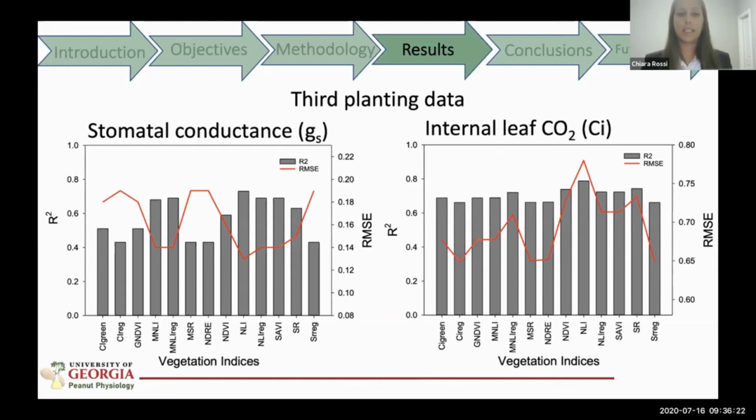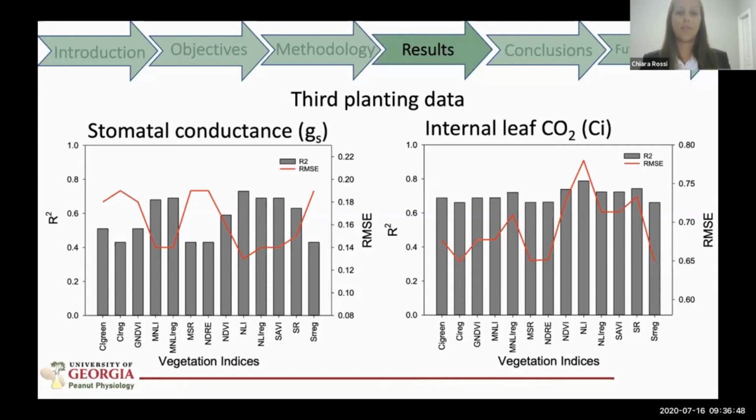This is just an example, and it's related to the third planting date, but we did the same thing for the second planting date. So these two graphs are built in the same way. On the x-axis, we have the vegetation indices, while on the y-axis, we have the R-square on the left, represented with gray bars. And on the right, we have the error, represented with the red line.